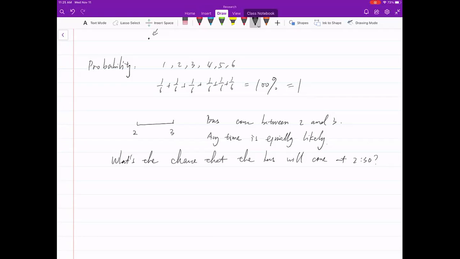You're summing infinitely many tiny probabilities, each one almost 0. Sum them together somehow, they have to be 1 because the total probability has to be 1. Do you see the problem here?